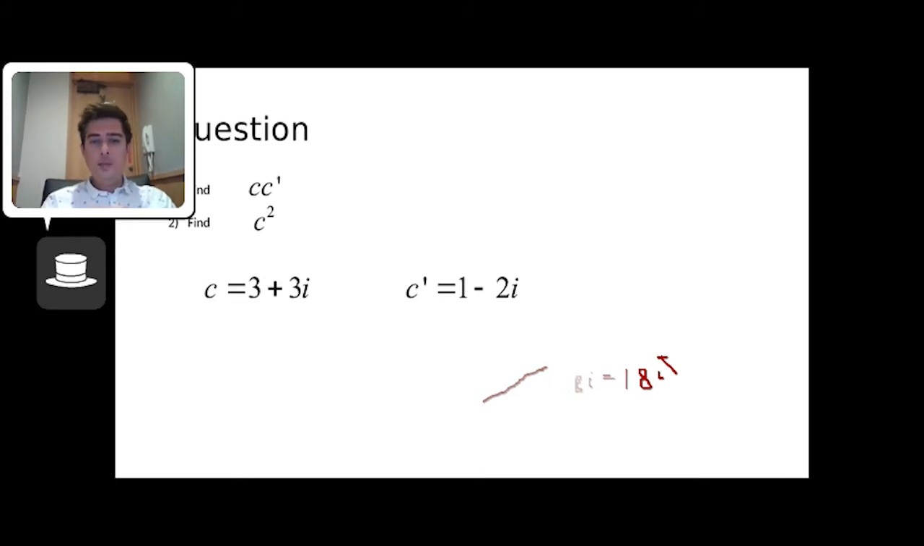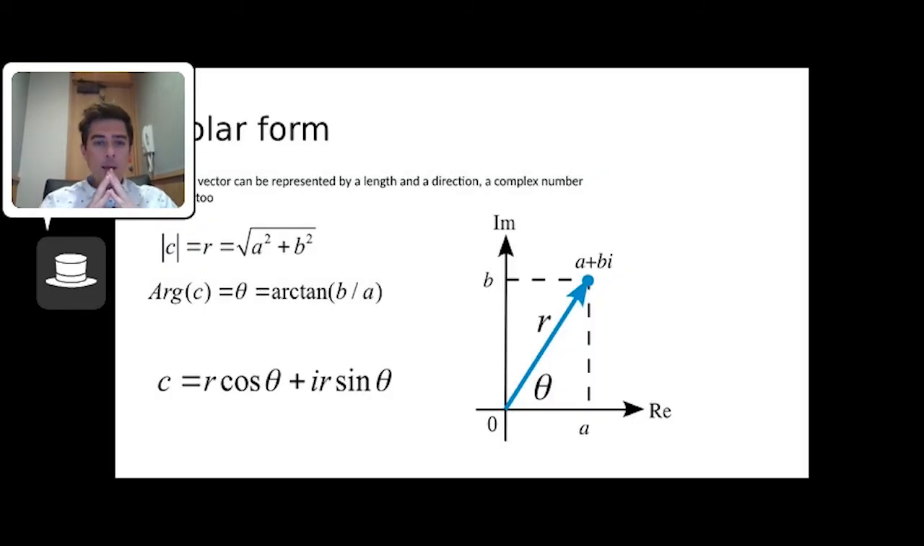Okay, so that's just some simple examples there for you. So erase that. What about other forms of writing the complex number?